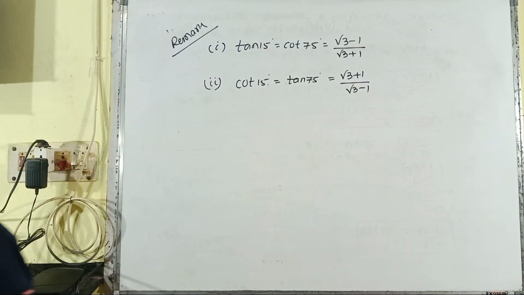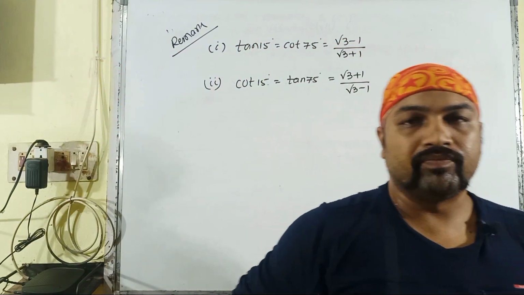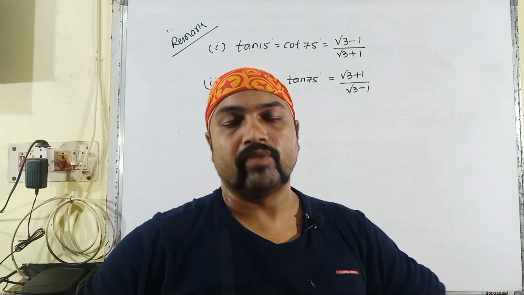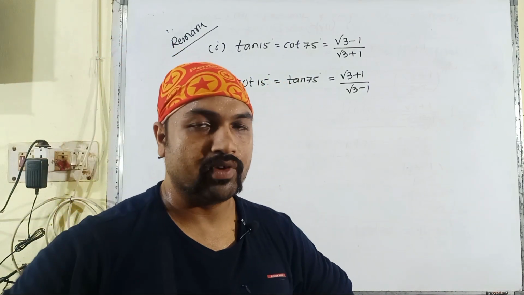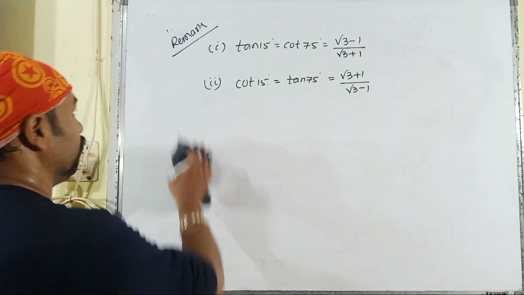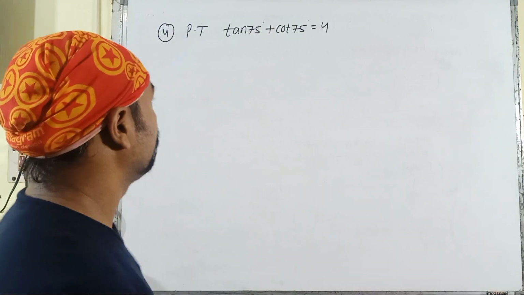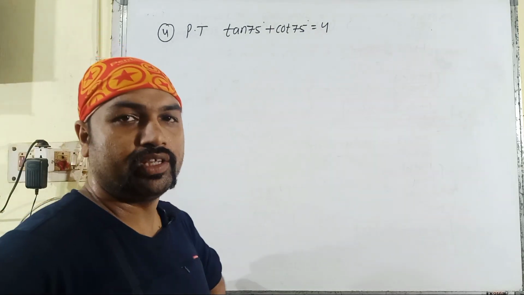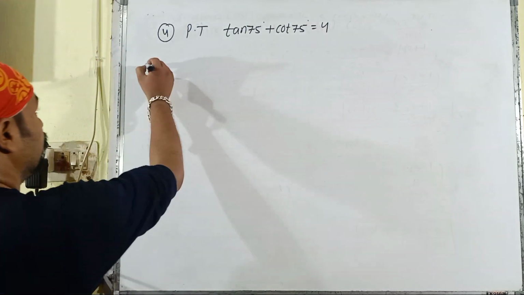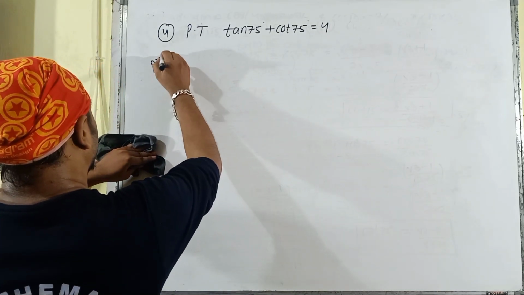So that is all about problem number 3, that means evaluation of sin 15 degree, cos 15 degree, sin 75, cos 75, then tan 15, cot 15 and tan 75, cot 75. Now let us go through problem number 4. Here is question number 4, and we have to prove that tan 75 degree plus cot 75 degree is equal to 4. So here is the proof of number 4.